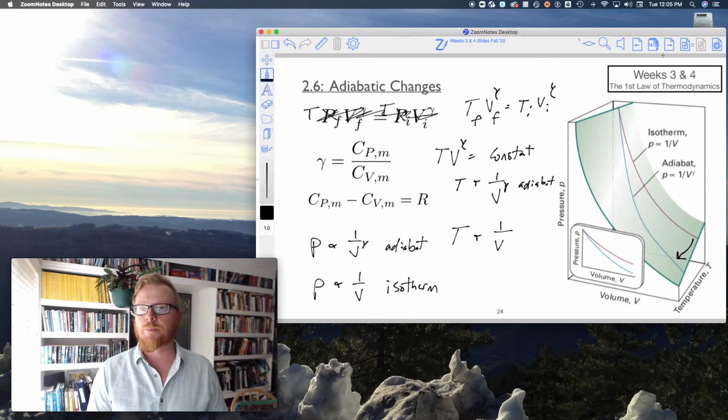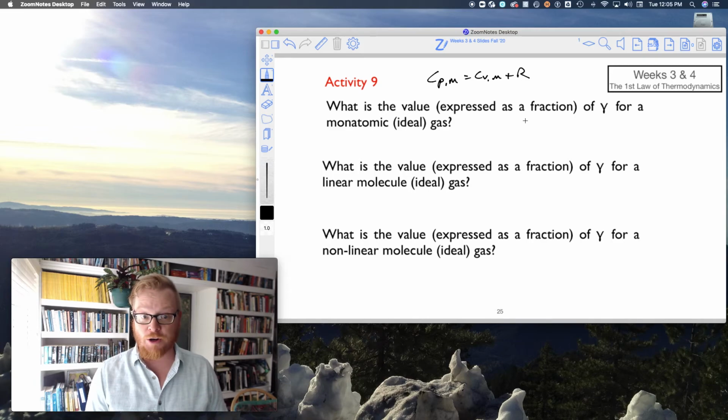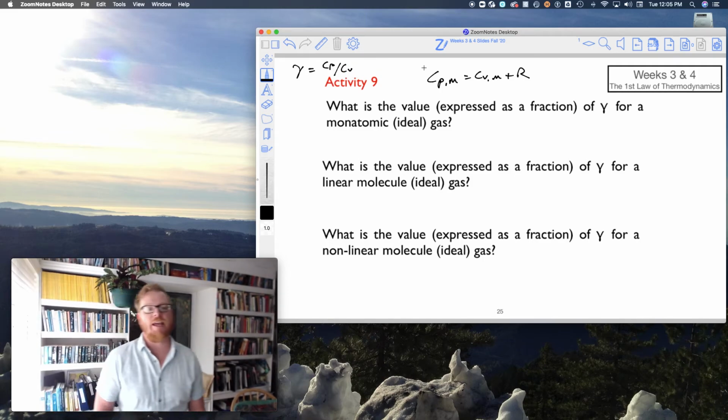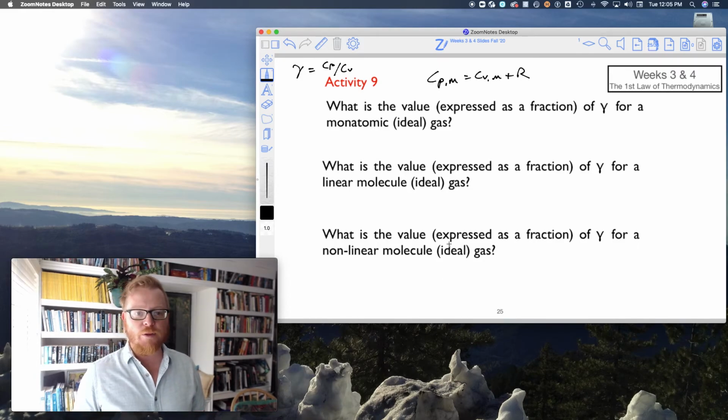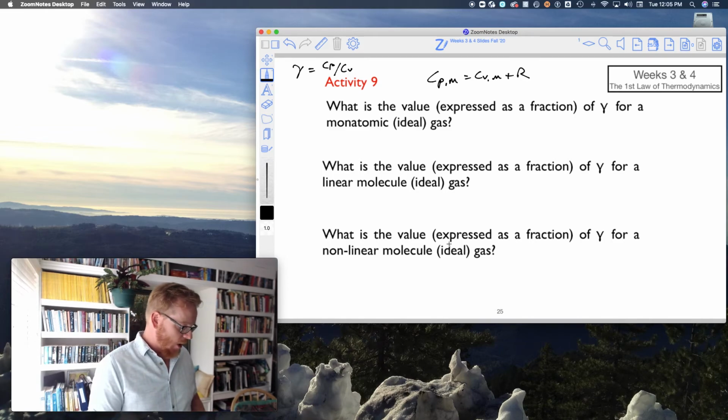Okay, so let's do an activity. What is the value, expressed as a fraction, of gamma for a monatomic ideal gas, for a linear molecule, or a nonlinear molecule? I'm going to put this relationship up here again: CPm equals CVm plus R. We note that gamma equals Cp divided by Cv, CPm divided by CVm, same thing. You can work through these with me if you like. Otherwise, I will play some music and work through them myself.